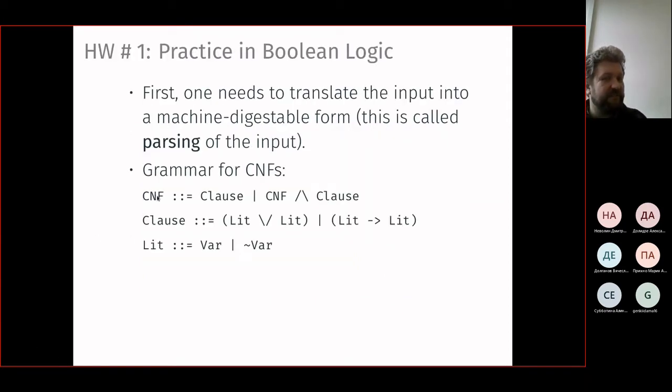Just what is a CNF? CNF, by definition, is either a clause or conjunction of clauses. A clause is either this or this. A literal is either this or this. And what's a variable? Well, it will be in the lexical part. This is just the same.